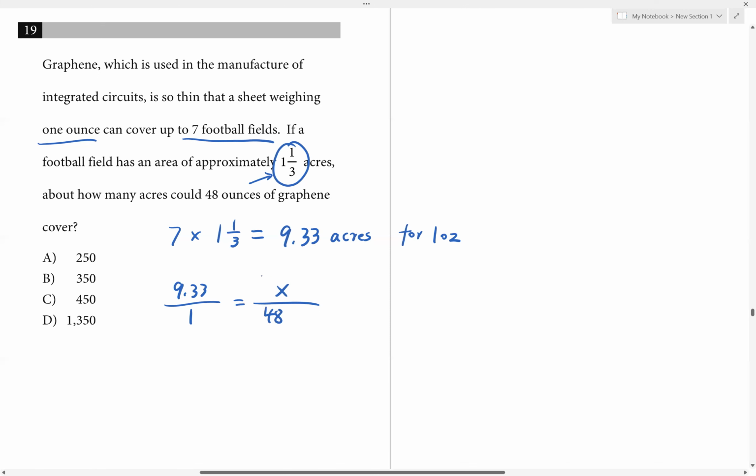So on the top we represent the number of acres, on the bottom the number of ounces, and they line up on both sides. And to solve for X, we cross multiply. So pretty much we get 1X, which is X, equal to 9.33 times 48, which is about 447.8. And the closest answer is approximately 450, which is letter C for question 19 here.